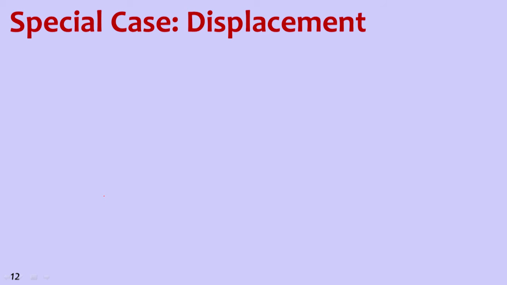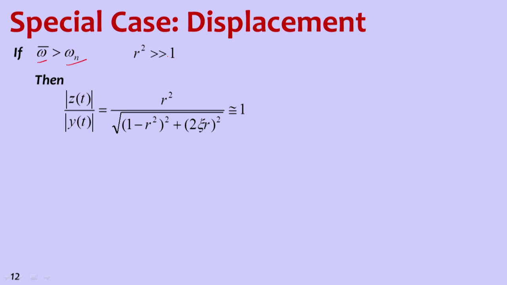Similarly, how do we measure displacement? When the forcing frequency is much larger than the natural frequency of the system, so r square is much greater than 1. Then the ratio r square by 1 minus r square whole square is approximately equal to 1. If you substitute some value here, say r equal to 100, and check, we will get approximately the same value for numerator and denominator. Damping will not have any effect there. So z by y is equal to 1.